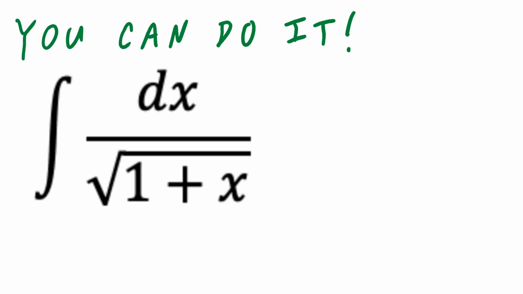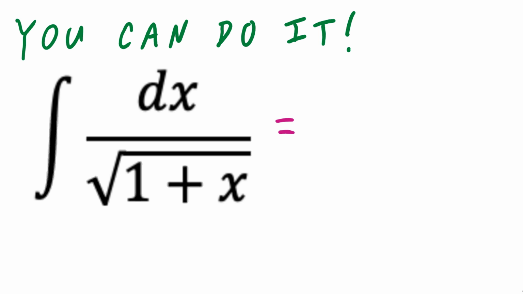Hi everyone, let's take a look at the following example. Find the antiderivative of 1 divided by the square root of 1 plus x with respect to x. Step number 1. Again, you're not looking for one specific function. You're looking for infinitely many cases, which is also known as a family of solutions.